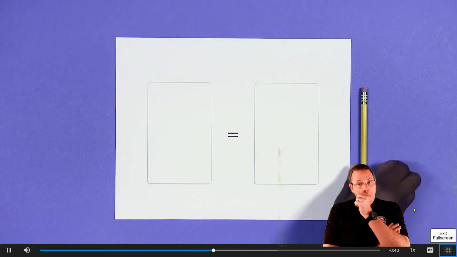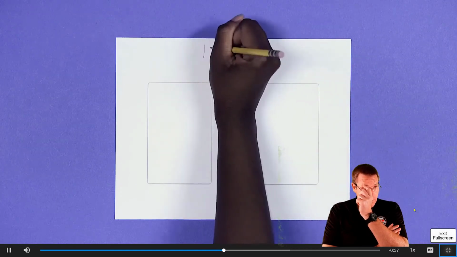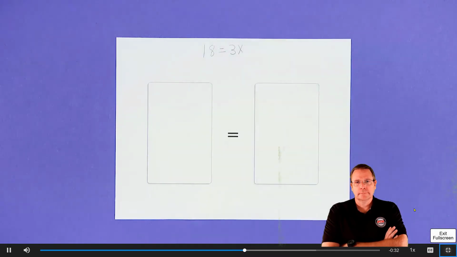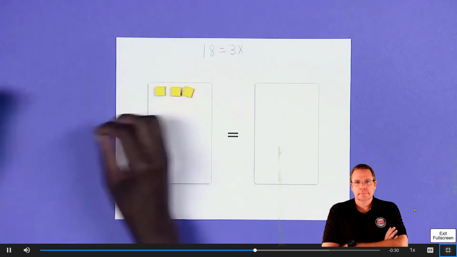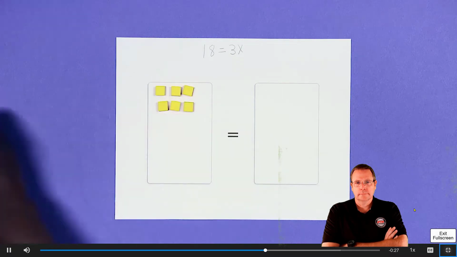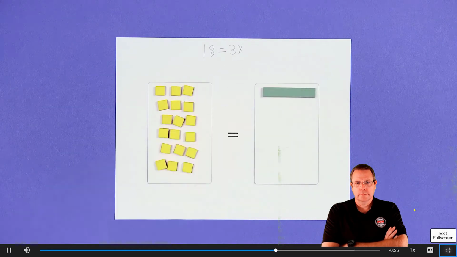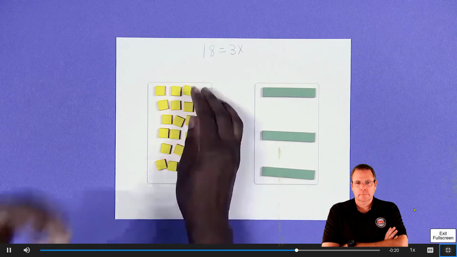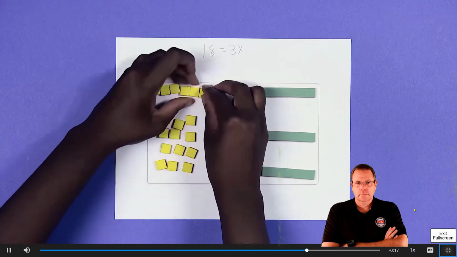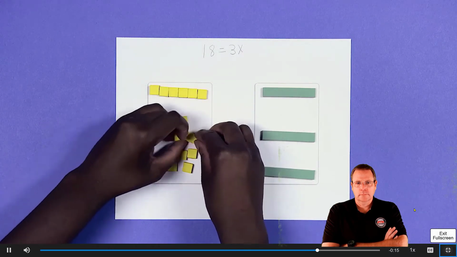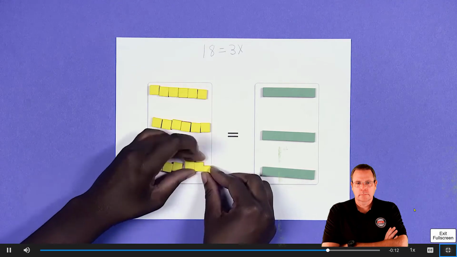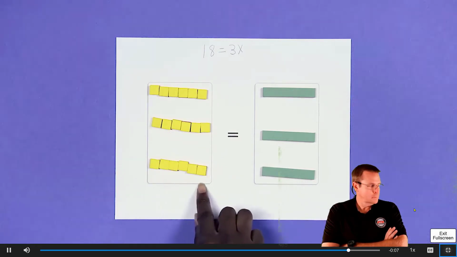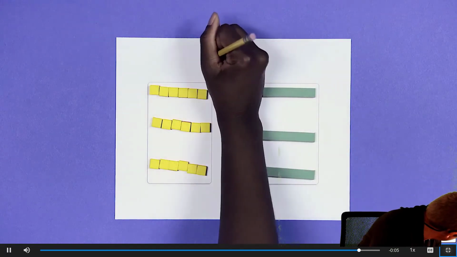Let's try another example. Find the value of x for the equation 18 equals 3x. To model the equation, place 18 1 tiles on the left side of the mat. Next, place 3 x tiles on the right side of the mat. Arrange the tiles into even groups on each side of the mat. For each x tile, there are 6 1 tiles. So, x equals 6.